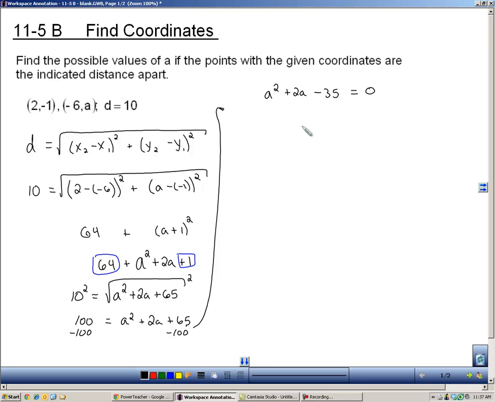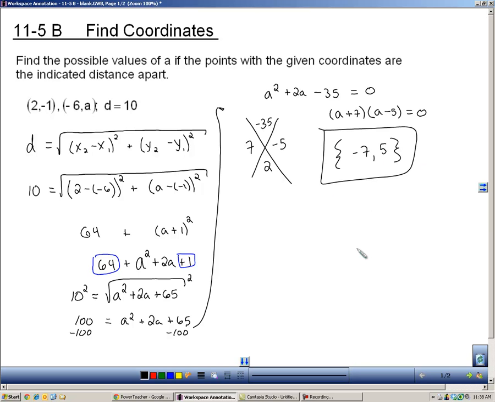Now I can factor this trinomial using the diamond. -35 on the top of the diamond with a 2 on the bottom. I need two factors of -35 that add to be 2: 7 and -5. So these will factor to a plus 7 and a minus 5. Zero product property says set each of them equal to 0 and solve. I'm going to get a -7 and a positive 5.